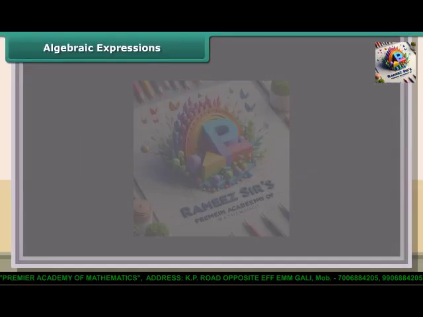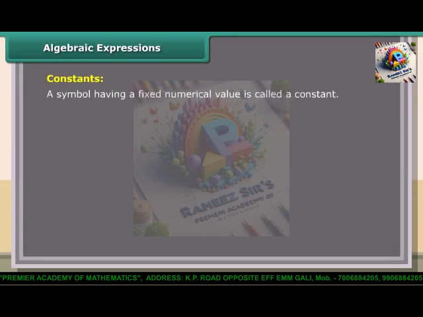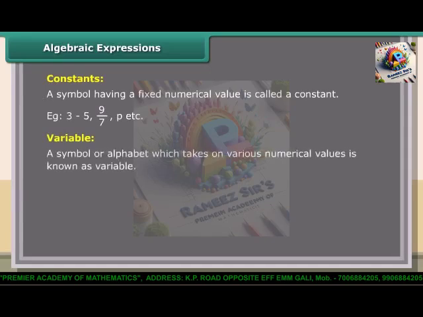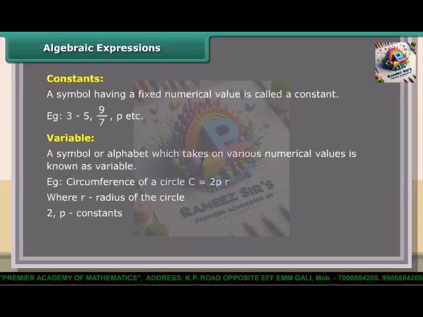Algebraic expressions. Constants. A symbol having a fixed numerical value is called a constant. Example: 3, minus 5, 9 upon 7, pi, etc. Variable. A symbol or alphabet which takes on various numerical values is known as a variable. Example: circumference of a circle C is equal to 2πr, where r is the radius of the circle. 2π is a constant, C and r are variables.